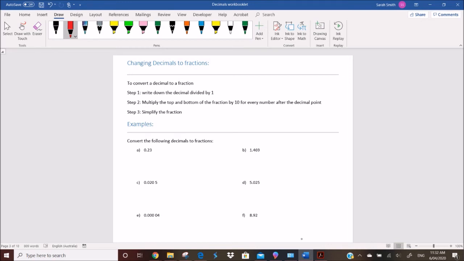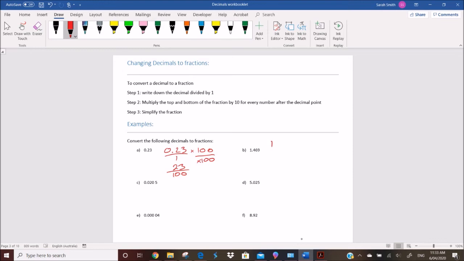So our first one here, we're going to have 0.23 over 1. So to get rid of the decimal, we're going to need to multiply by 100, so 2 lots of 10. And we're going to need to do that on the top and the bottom. So we're going to have 23 over 100. And that's as simple as that one goes. We can't simplify that one down any further.